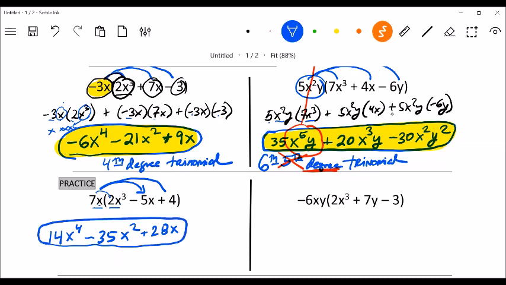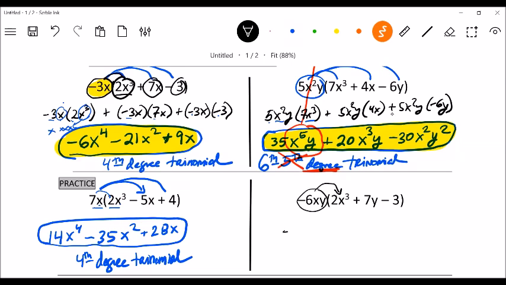And we would name this one as a 4th degree trinomial. Now, on the last one, negative 6xy times this would give me a negative 12, 6 times 2. And this x and these x's make 4 x's, and there's a single y.